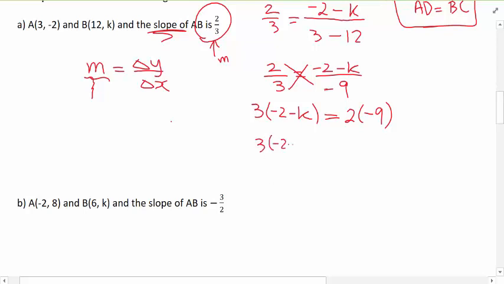So this is 3 times negative 2 minus k is equal to, I can simplify this to be what? Negative 18. Now, I can solve this 2 ways. I can divide everything by 3, or I can multiply 3 in. So 2 ways to do that. But dividing by 3 in this case will be easier. So I can divide everything by 3, because if I divide by 3, I get rid of the bracket. Yes, the brackets are gone now.